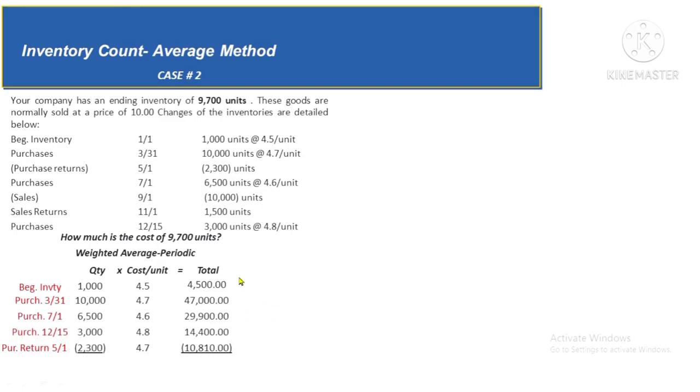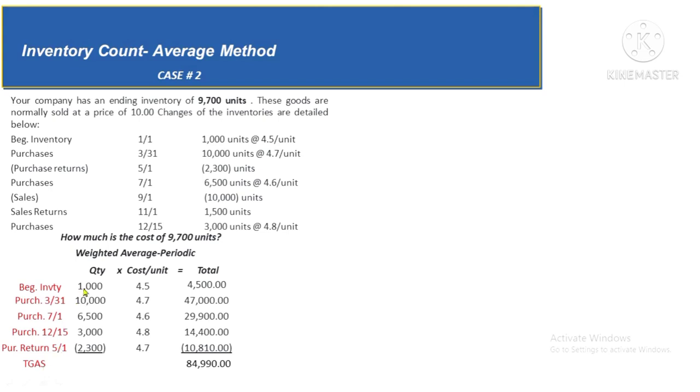So we have the beginning inventory of 4.5 plus the gross purchases minus the purchase returns, and then we will get the total goods available for sale at cost worth 84,990. So in this case, as you observed, there are no purchase discounts and freight in. So let's assume that this cost per unit, the 4.5, 4.7, are already net of freight and net of discounts. So again, the total goods available for sale in cost is 84,990. Now, let's get the total goods available for sale in units.